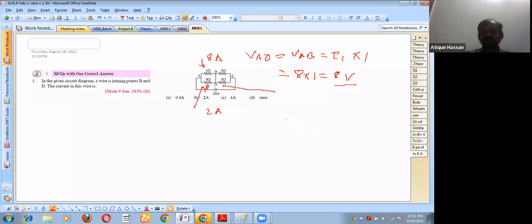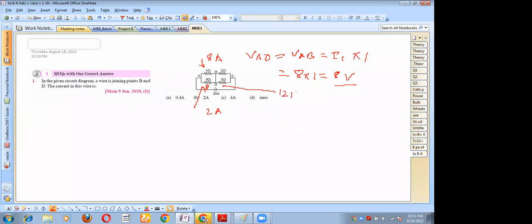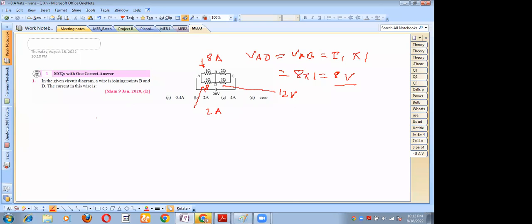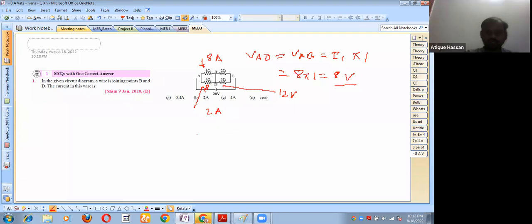The potential will be divided between 4 and 3, right? So if this potential is 8 volt, it should be 12 volt. So that total voltage should be 20, right? Yes, sir. So now we got the voltage across DC. So VDC is 12.